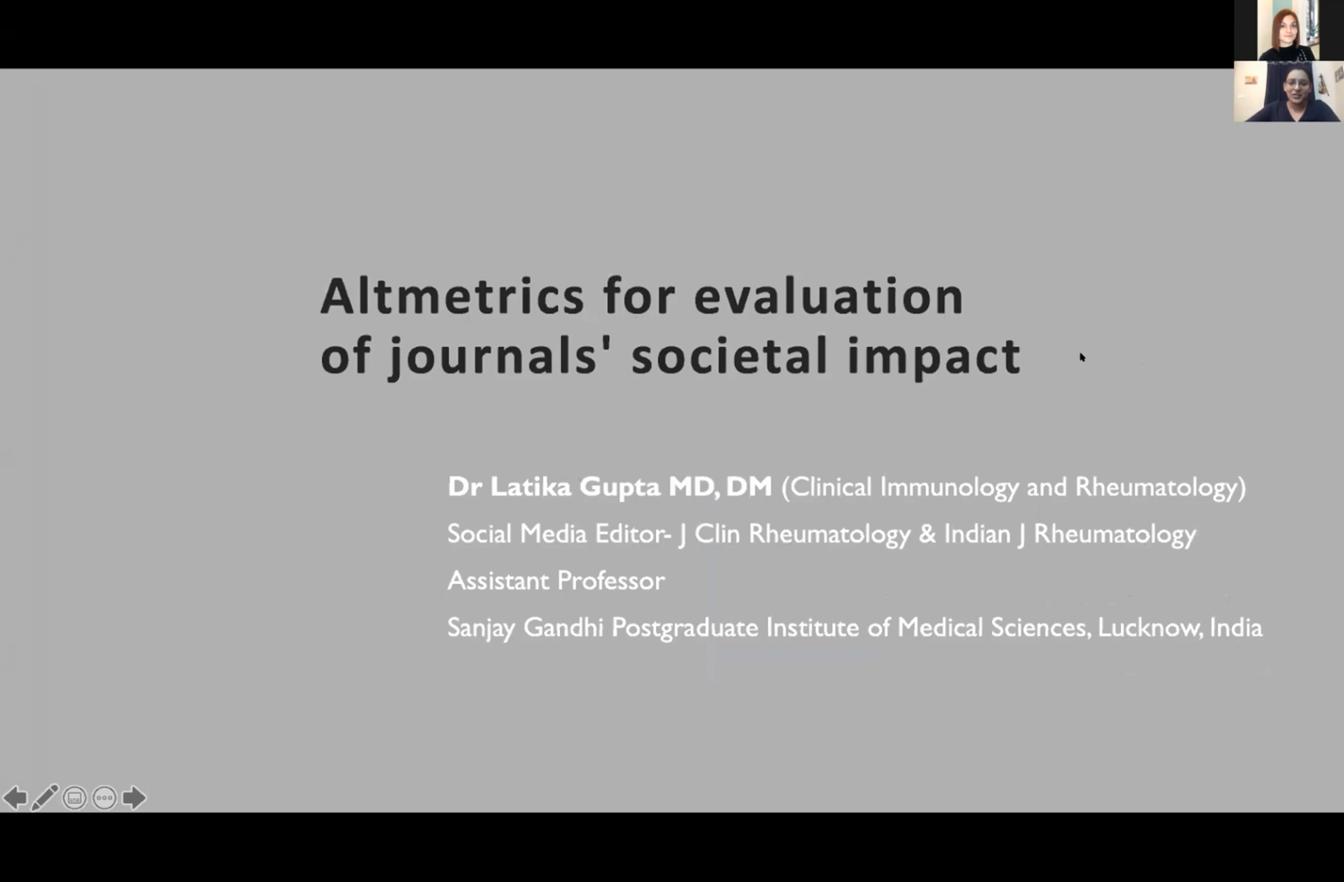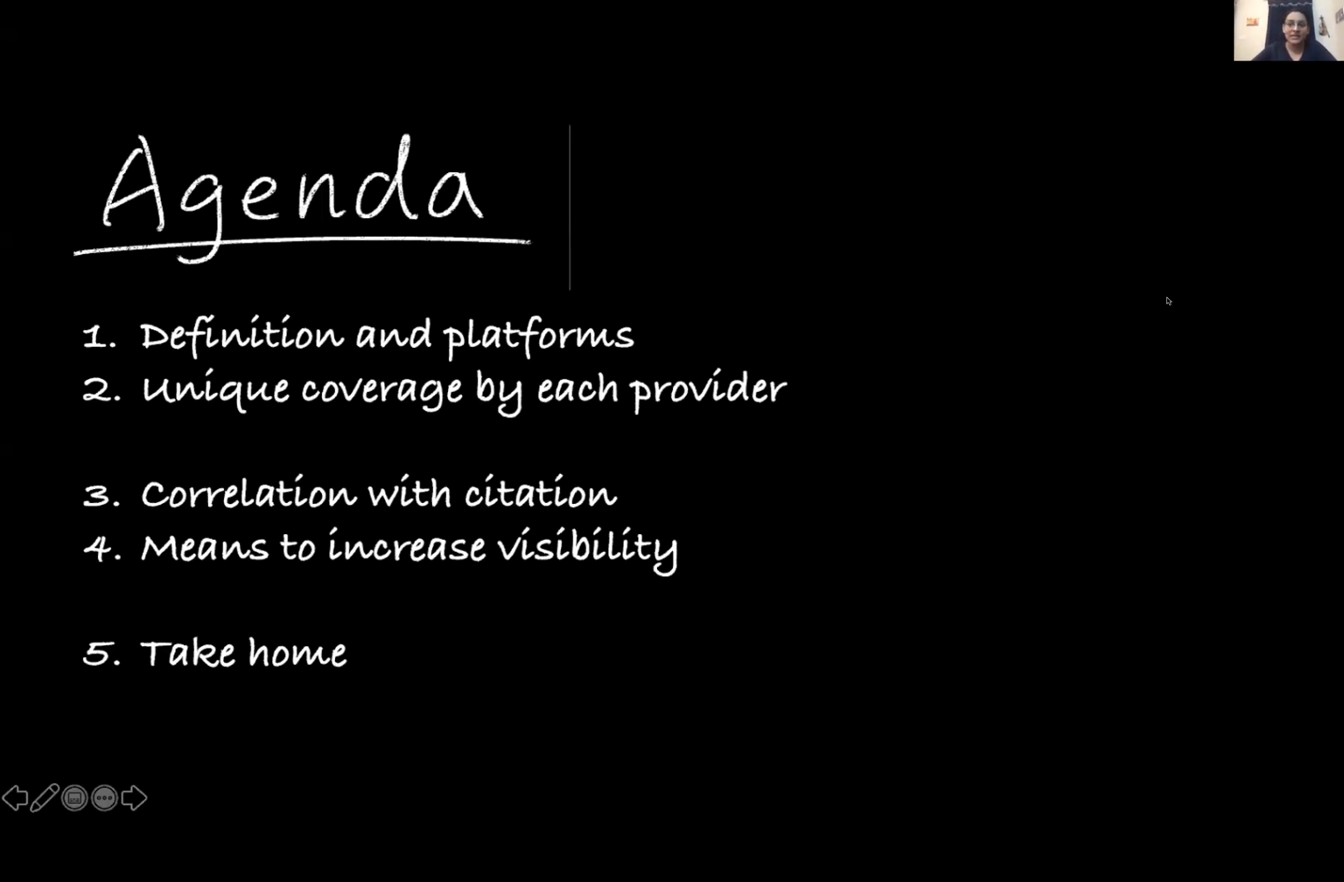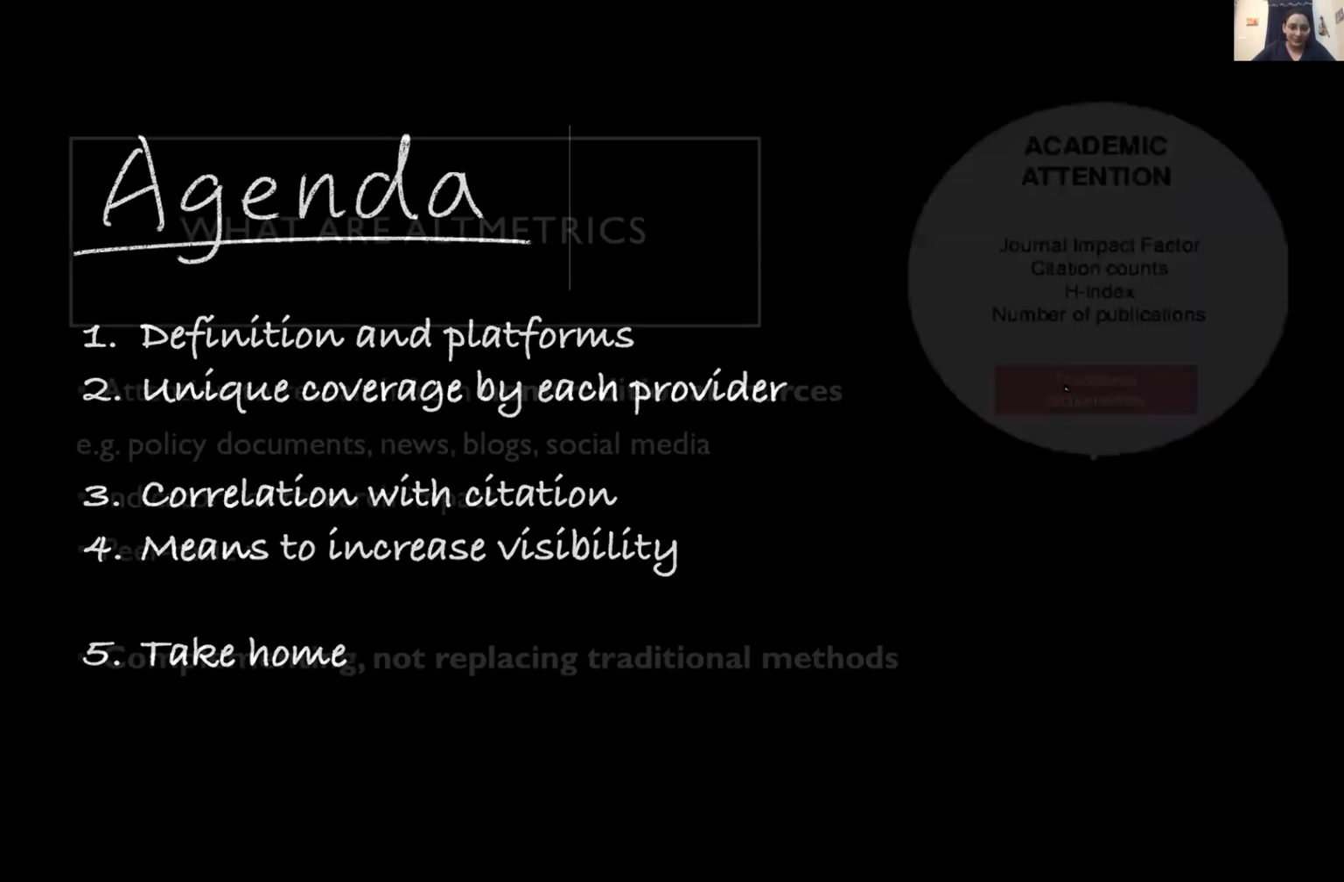All right. Good evening, all. It's lovely to meet you again through this webinar. And today we'll be talking about Altmetrics for the evaluation of journal societal impact. So last time we went into the role of social media in academia, but today we'll dig slightly deeper and there's a lot to learn and know about the definition and the various platforms available, the unique coverage by each Altmetrics provider, and the golden question whether it correlates with citations or not, and how we can increase our Altmetrics scores.